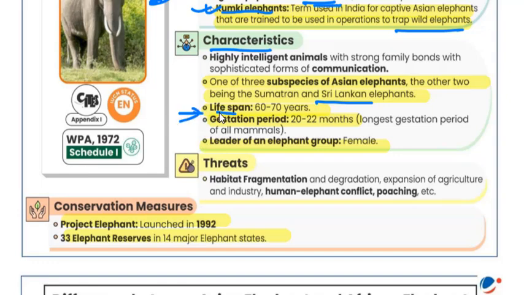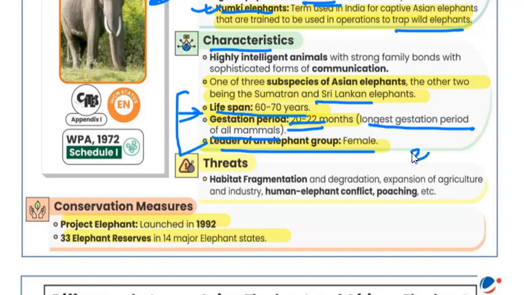Lifespan, you should remember, is approximately 60 to 70 years. Gestation period is 20 to 22 months. That is the largest gestation period of all the mammals. Leader of the elephant group is female. This is about gestation period, and everything they have asked in the UPSC prelims 2020. I think I will show you the question in a later slide.